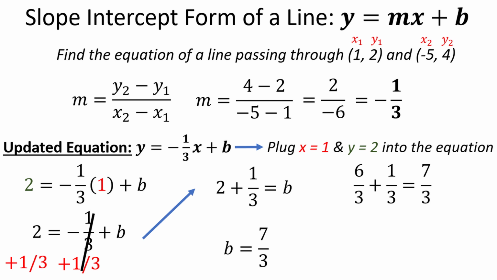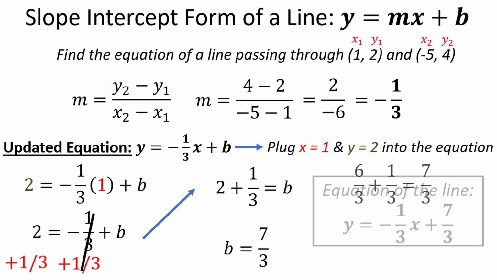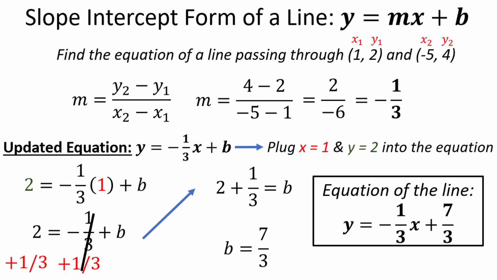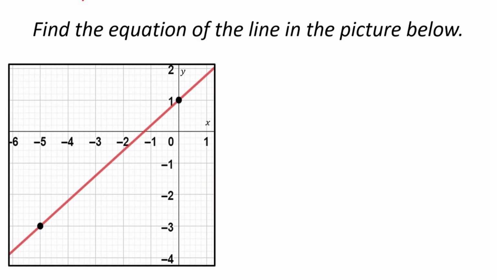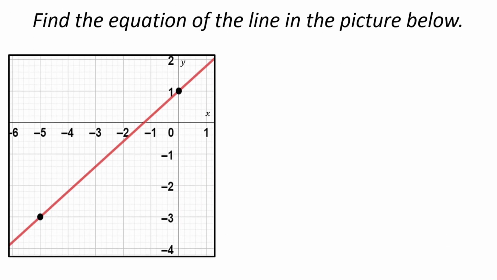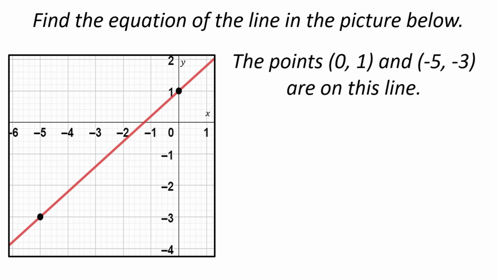Putting everything together, the equation for our line is y equals -1/3 x plus 7/3. If instead of 2 points, you are given the graph of a line, you can still find the equation using the same process. Here we have a line that has 2 identifiable points. We can find the equation by first recording 2 points down from the line. We have (0, 1) and (-5, -3).